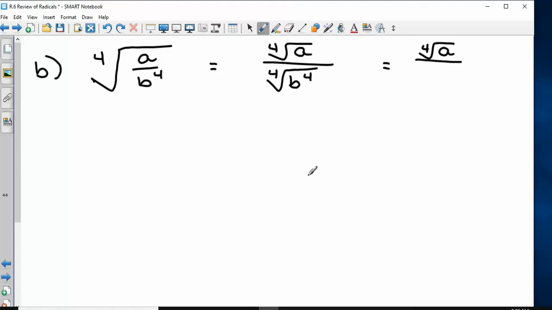Okay? On the bottom, the fourth root of b to the fourth, those cancel out and you just get b. So you might still have a radical left in your answer, and that's okay. You just simplify what you can.